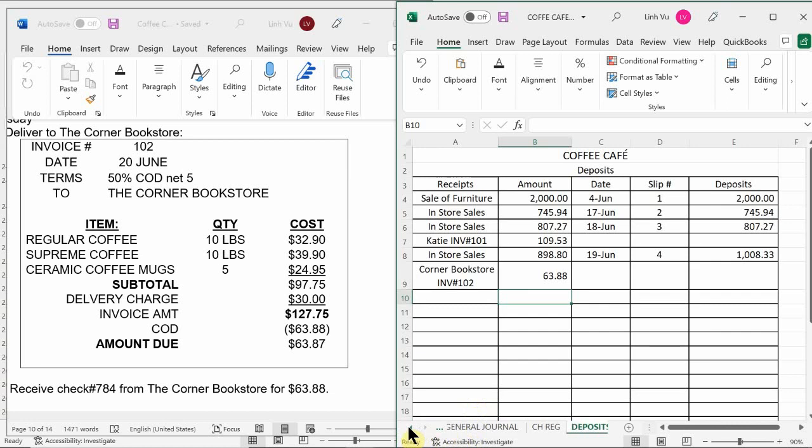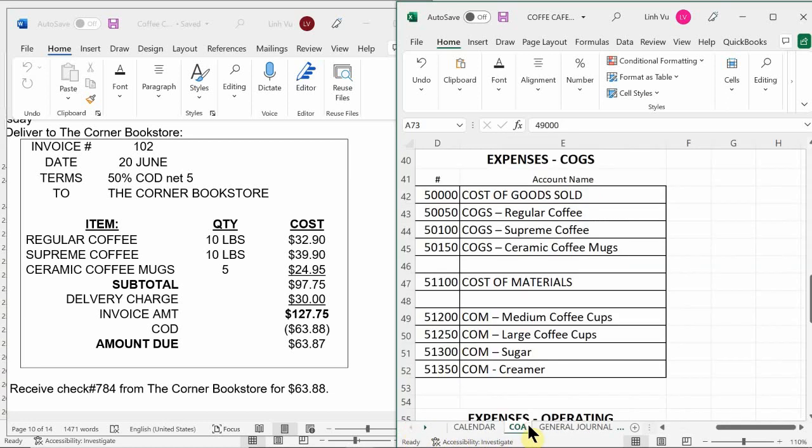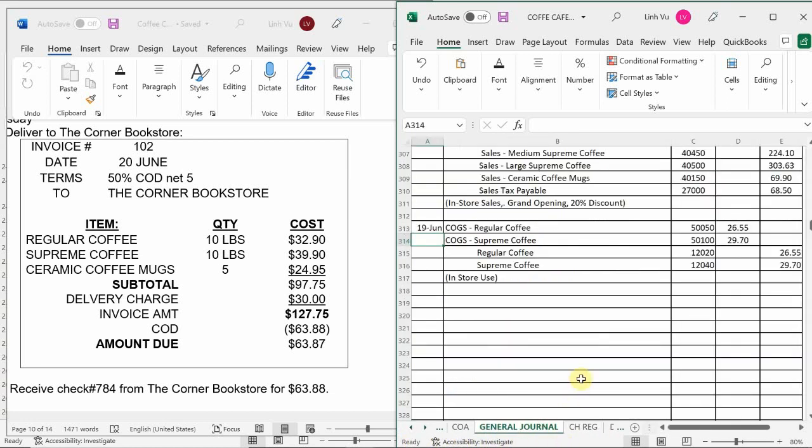Okay. So let's go ahead and understand this transaction here. We sold. Okay. We also received some money, right? We received their payment. So that should reduce what they owe. Okay. We sold to them regular coffee, Supreme coffee, and ceramic coffee mugs. And we charged them a delivery charge.